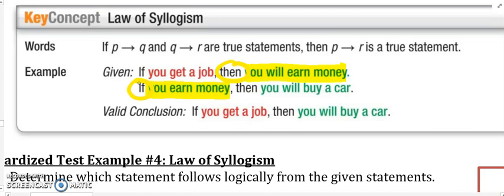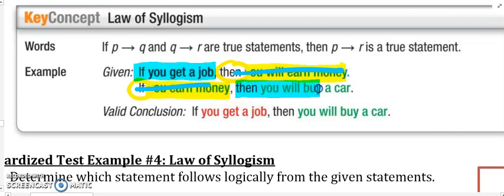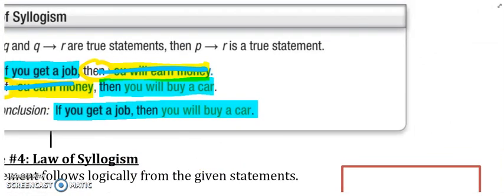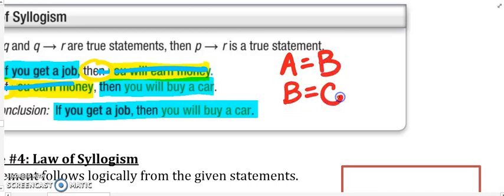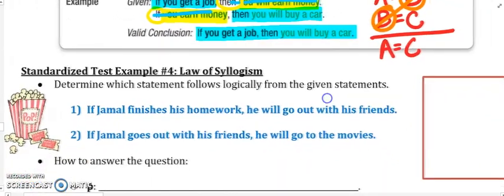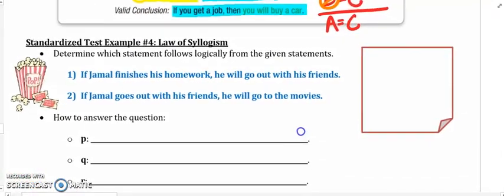Now, they don't have to be repeated word for word, but same thing, one's an if, one's a then. Basically, those cancel and you combine the rest for your answer. If you get a job, then you will buy a car. And that would be your conclusion. This is a lot like if you've ever seen this, if A equals B and B equals C, then what? Well, then your conclusion is A equals C, because you can cut out the middleman. That's law of syllogism. So it's to determine which statement follows logically from the given statements.